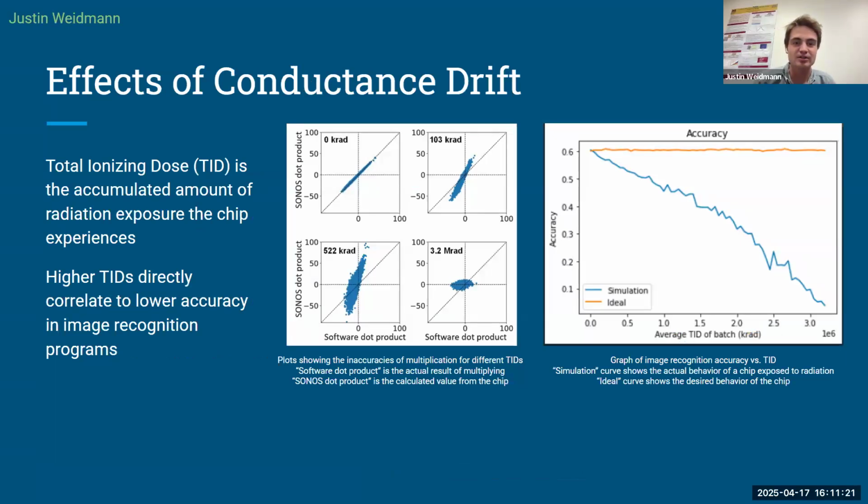The effect of this conductance drift on the chips is measured by the total ionizing dose, or TID, which is the accumulated amount of radiation exposure the chip receives. Higher TIDs directly correlate to lower accuracy in image recognition programs.